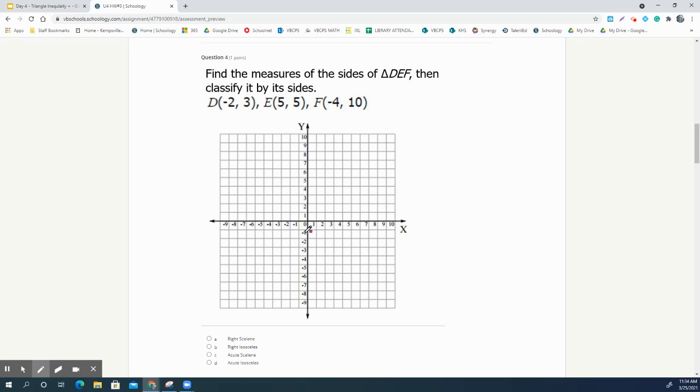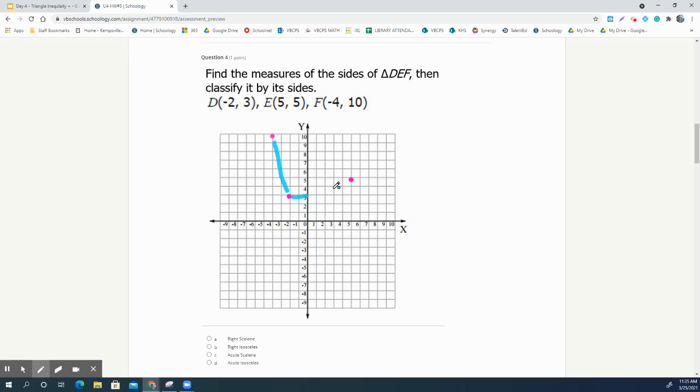I did let you know yesterday that there is an SOL, right? So this is how the SOL gets tricky. This is just a time-sucking question. You got to really think it through. If I plot all my points, -2, 3, -2, +3, that's D. Then 5, 5, 5, 5, that's E. Then -4, 10, -4, 10, that's F. Then I go through and I make that triangle.